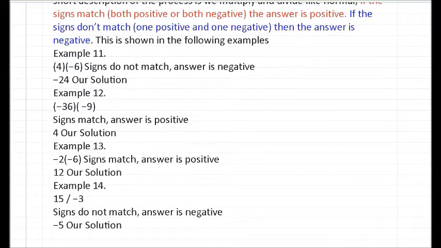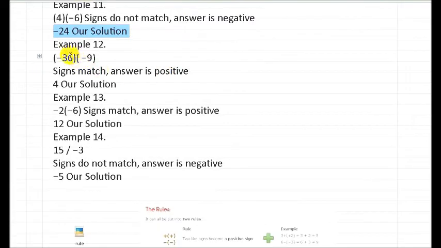Example, 4 multiply minus 6, signs don't match. Answer is negative. So, minus 24 is our solution. Another example, minus 36 multiply minus 9, signs match because this is negative and this is negative. The answer is positive.